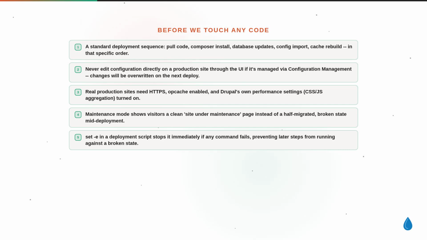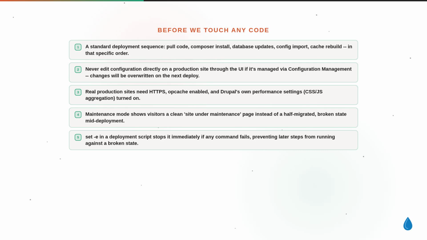Real production sites need HTTPS, OPcache enabled, and Drupal's own performance settings, CSS/JS aggregation, turned on. Maintenance mode shows visitors a clean site under maintenance page instead of a half-migrated, broken state mid-deployment.